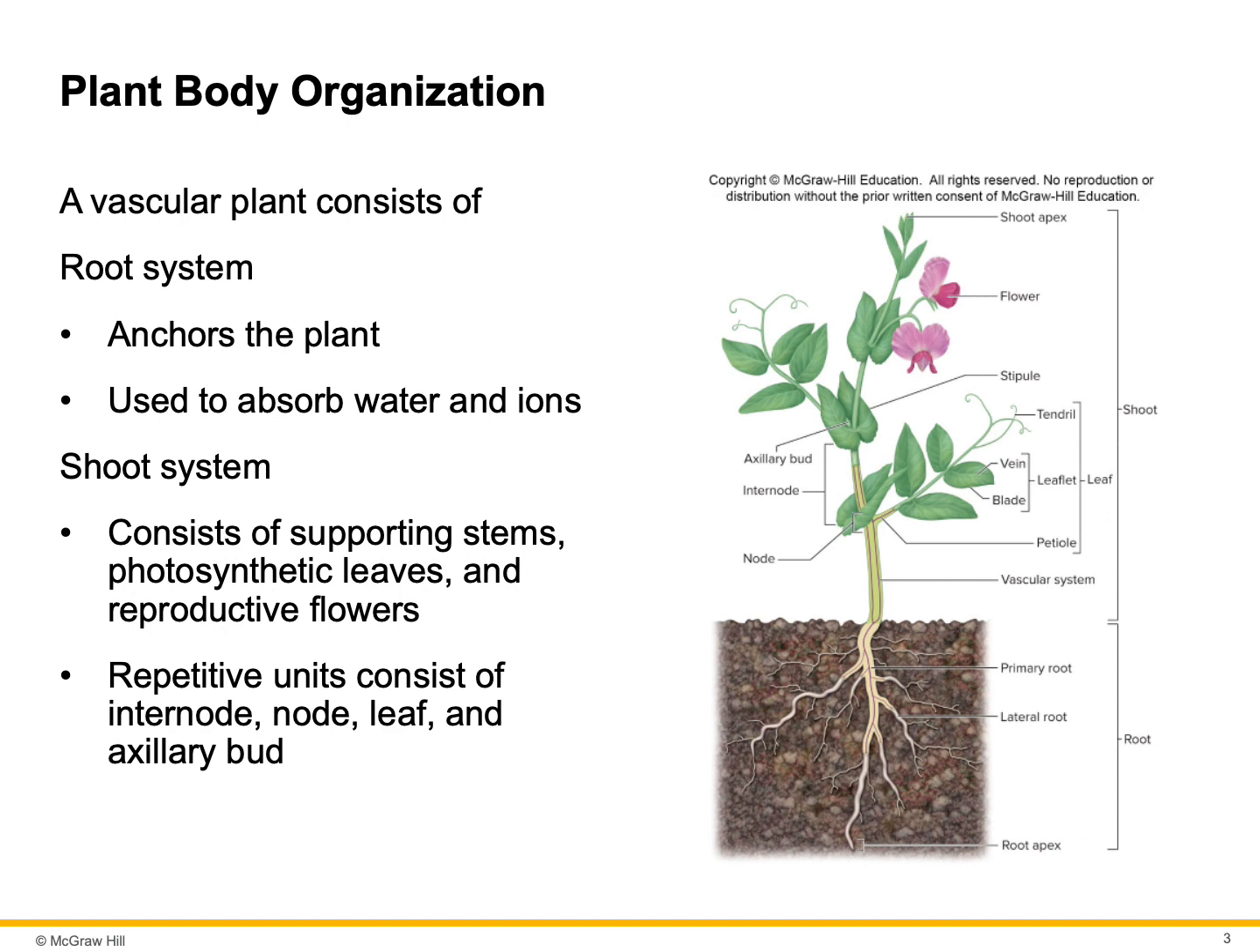The repeating unit of a vegetative shoot contains internode, node, leaf and axillary bud, but does not have reproductive structures.